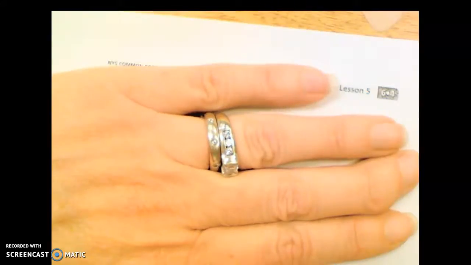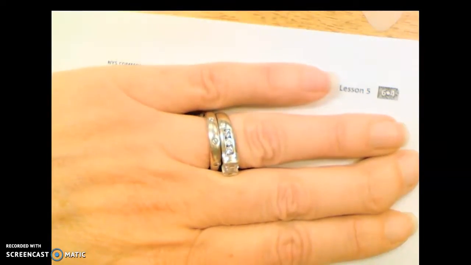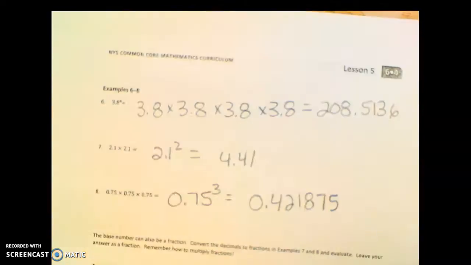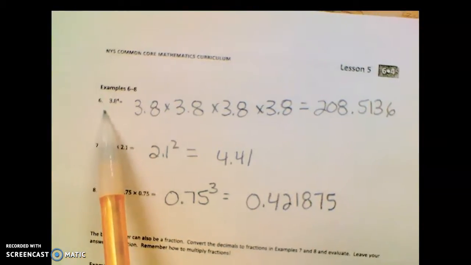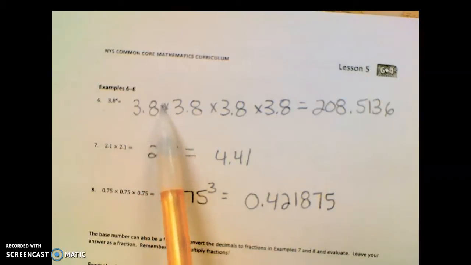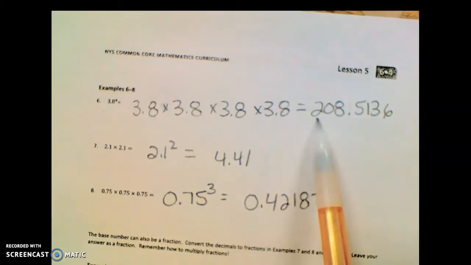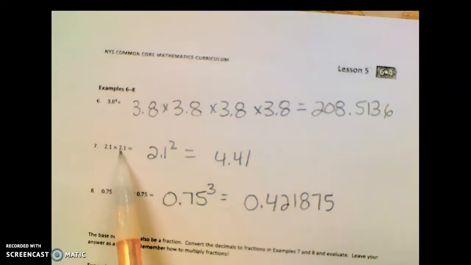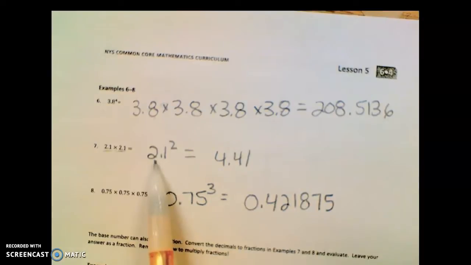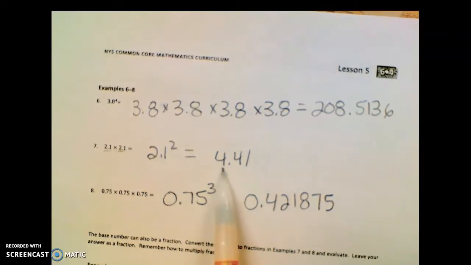If you are back with me, it means you have written them in the alternate version, and you have found the value using a calculator. 3.8 to the 4th simply means 3.8 times 3.8 4 times. When you do that, you should have gotten 208.5136. If I have 2.1 times 2.1, I can see that's repeated multiplication. So the shortcut version of that notation would be 2.1 squared, or 2.1 to the 2nd power, which equals 4.41.